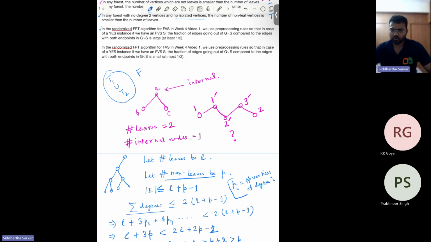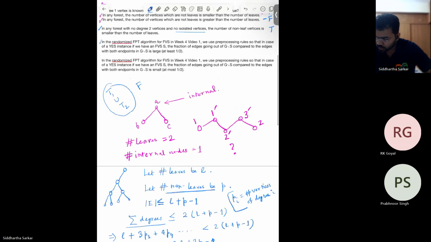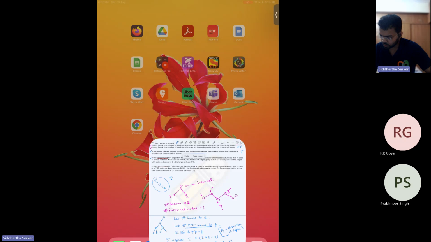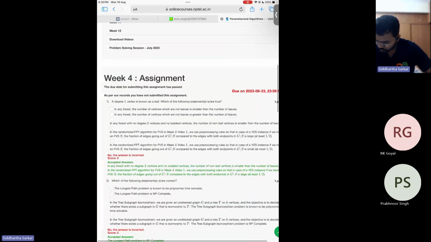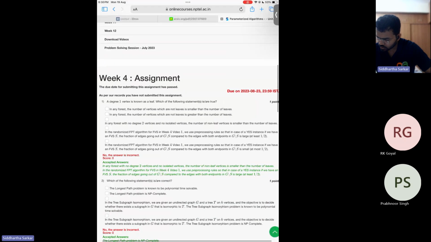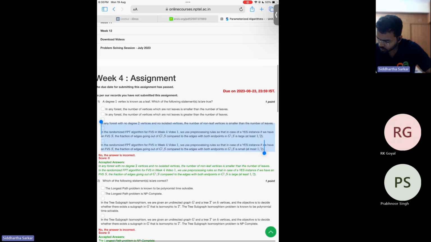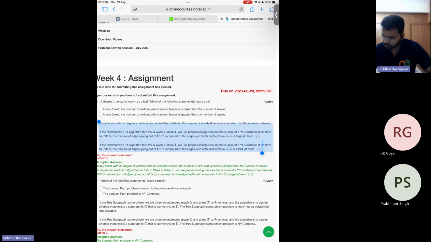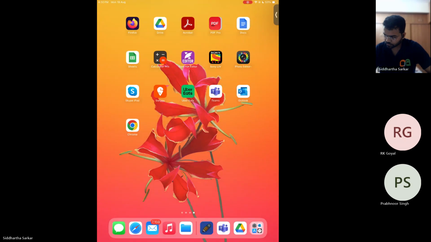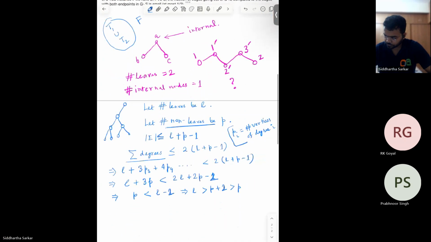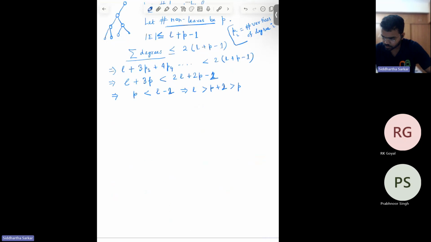Let me give you some context. I'll first copy this statement and take it back to the questions. The last two options are opposite of each other: either it is more than 50% or it is less than 50%. So I will copy these two options. Once again, let's take the text box.